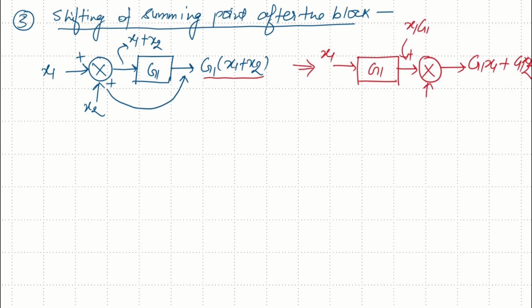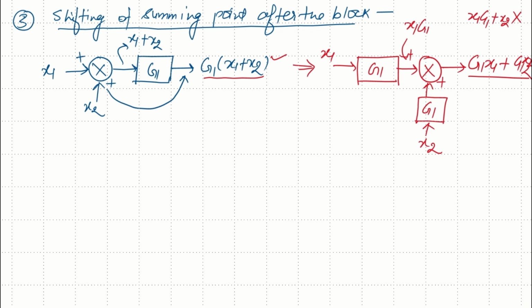Now if we simply give signal X2 to this summing element, then the output would be X1 times G1 plus X2, which is not the same as the actual output. So this is not the output in this case. Since X2 is also multiplied by the gain G1, first we will multiply the X2 signal with the gain G1, and then we will apply it to the summing element. In that case we will get the correct output, which was the output in the previous case also.